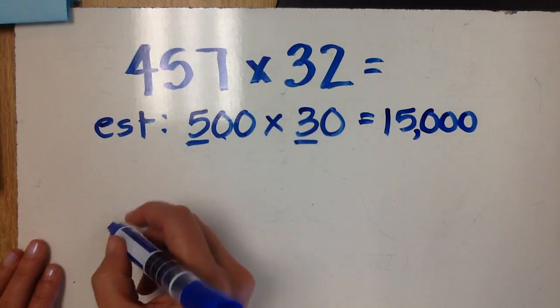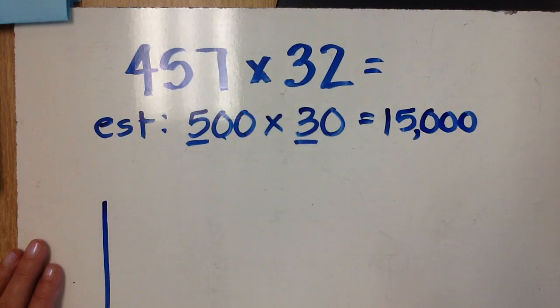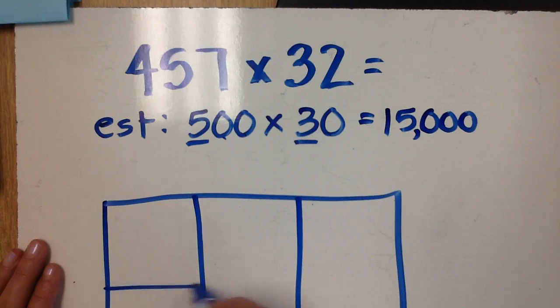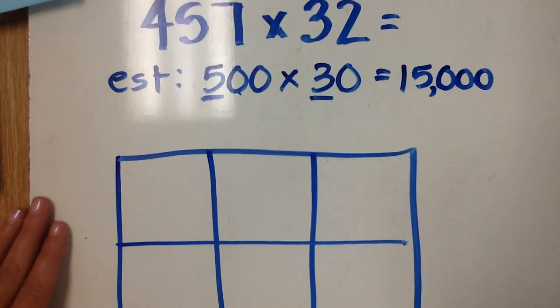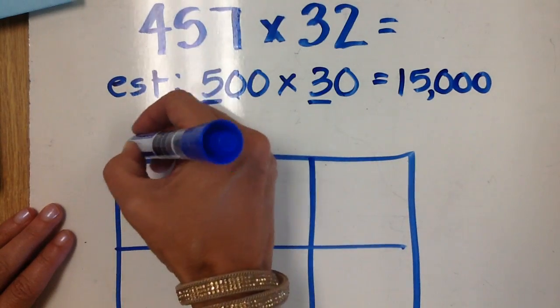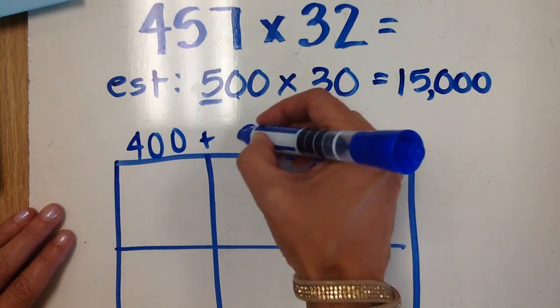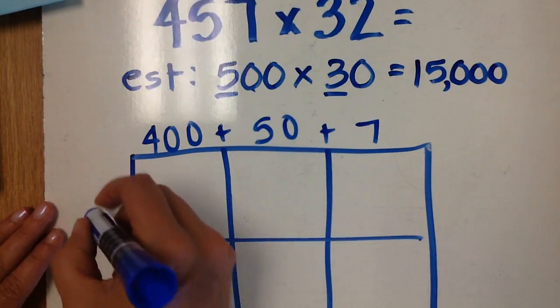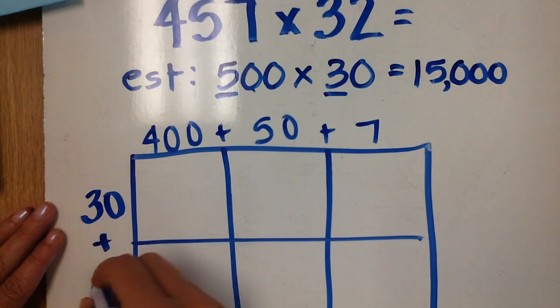So now I'm going to set up my board to create my area model to multiply a 3-digit number times a 2-digit number. So I'm going to break up 457 into its place value, so 400 plus 50 plus 7. And then I'm going to break up 32 into 30 plus 2.